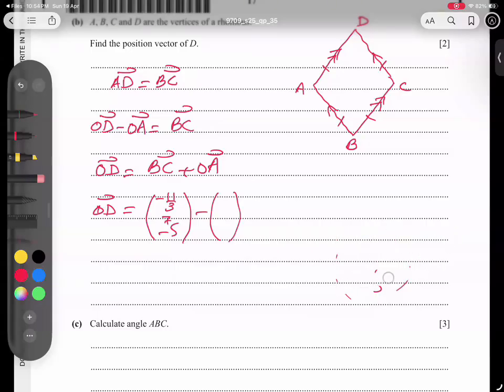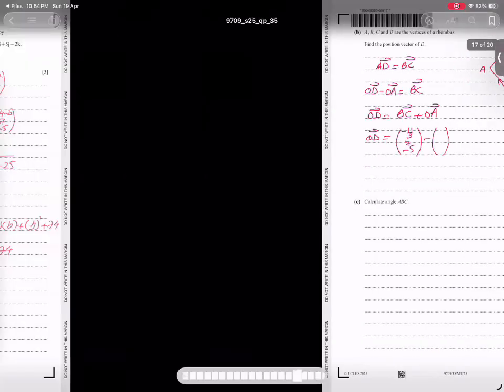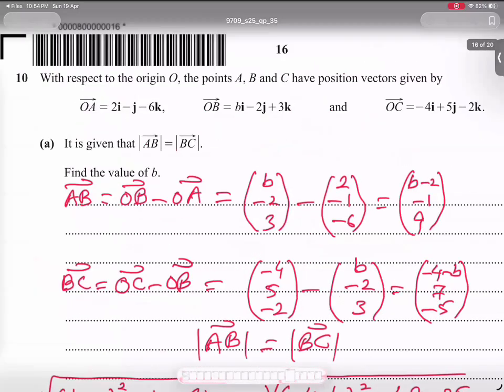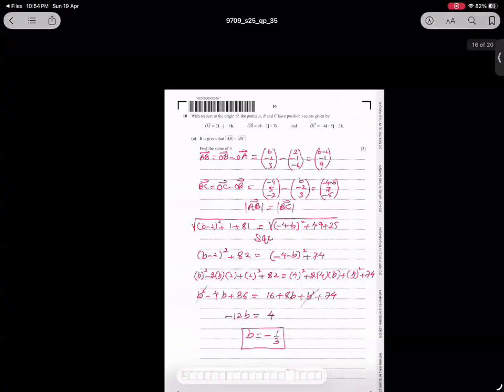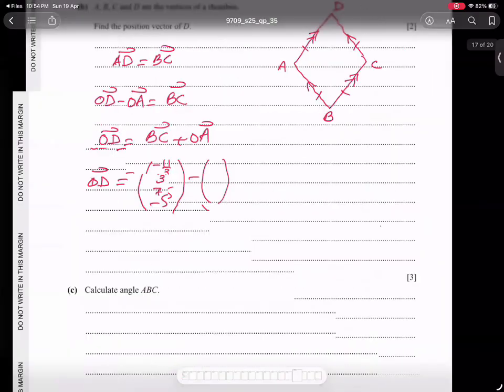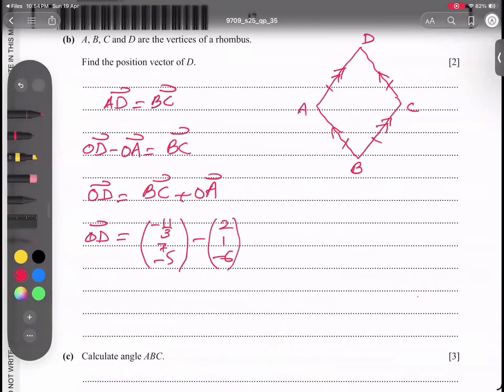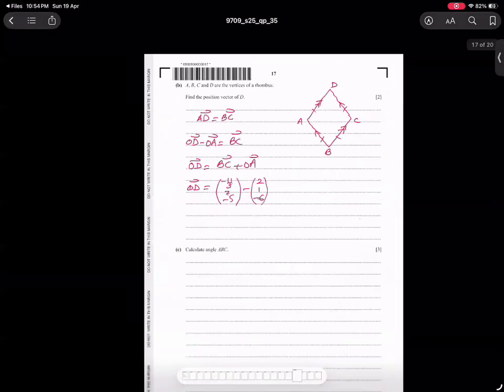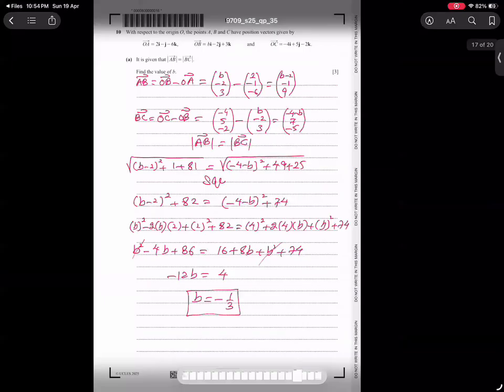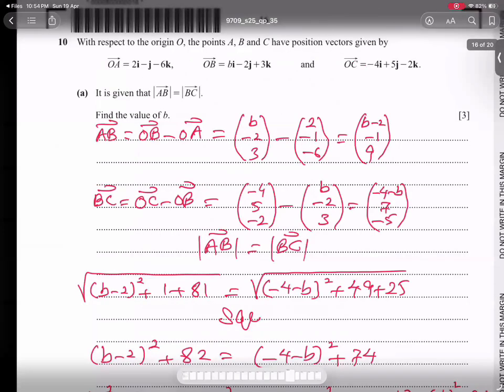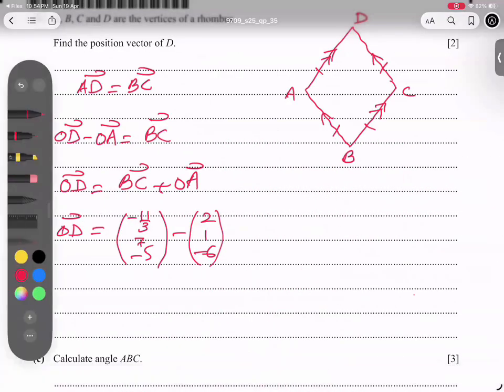So I hope the point is very clear. And now OA, what is OA? OA is 2, 1, negative 6. Once again, because a small mistake can create a problem: 2, negative 1, negative 6, sorry, 2 minus 1 minus 6. Now, students, OD, I'm getting the final answer. So 3 to the 6, and I'm getting here.